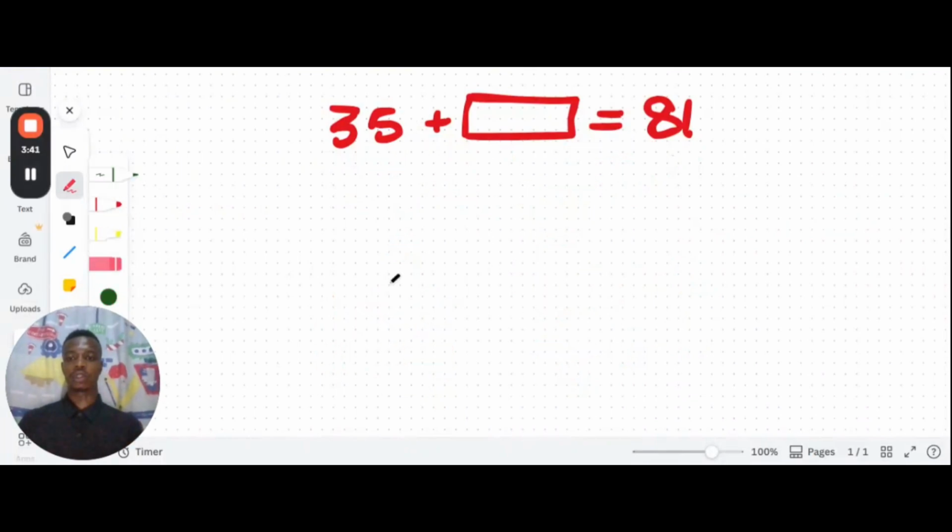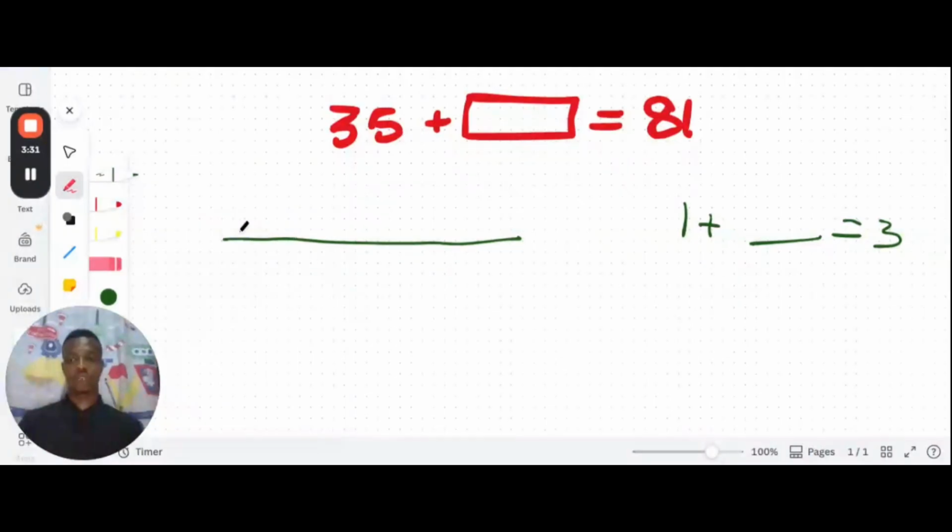So all we have to do is to draw a number line. Let's use the same example of 1 and 2. 1 plus something gives us 3. We draw a number line and we put 1 here and we put 3 here. 1 is going to be here because in a number line 0 is going to be here and 100 is going to be somewhere here. So 1 here and 3 here.